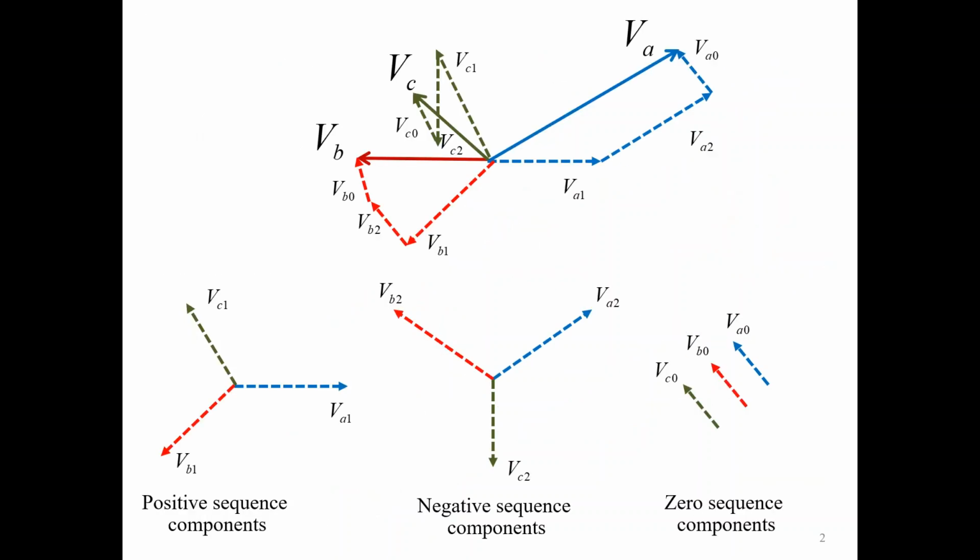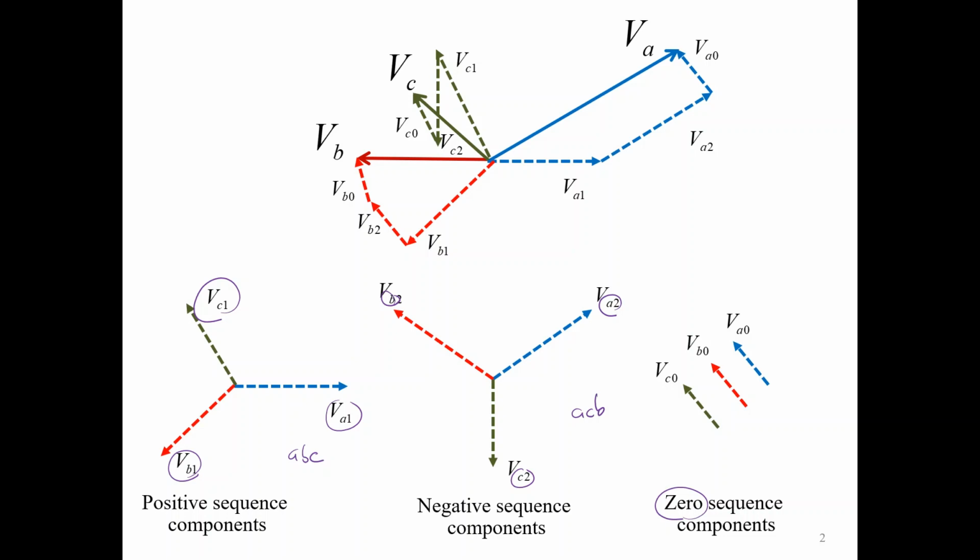Okay, so now we can just decompose this picture into the three components. The positive component is VA1, VB1, and VC1, or this is the ABC sequence. Whereby you have the negative sequence, we have A, C, and B. This is the ACB sequence. And the zero sequence is the sequence at which the angle separation is zero. That's why this is called a zero sequence.